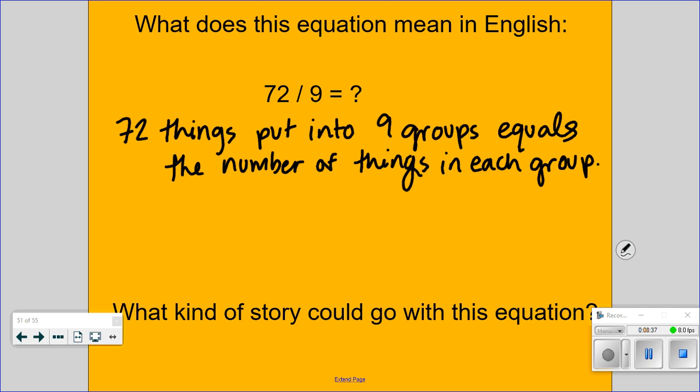Am I getting any more things? No. I'm not getting any more things. I have 72 things and then that's it. But with those 72 things, I'm going to organize them a little bit easier. I'm going to put them into groups. Specifically, 9 groups.